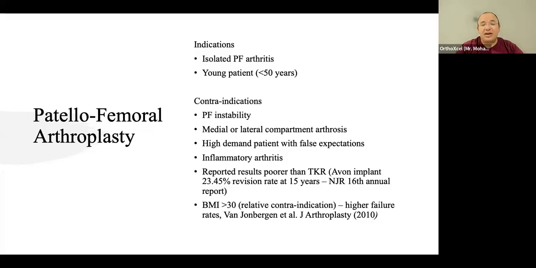This is not because it's not there, but the indication is not that high. And commonly, these patients never come with a unicompartmental arthritis. It's always many compartments.